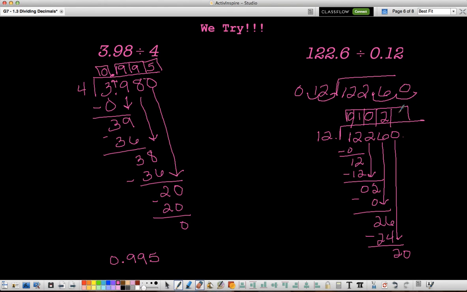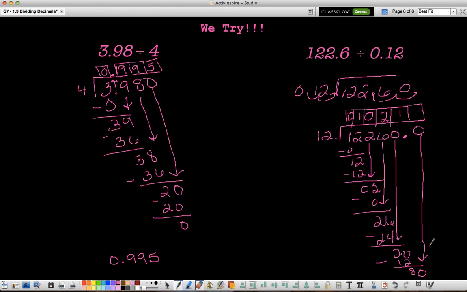12 goes into 20 once. Minus 12 is 8. Well, now here's the thing. I have to add a decimal now because I have 8 left over, so I have to add a decimal and add a 0. So now I have to bring that 0 down. Okay, remember, I don't go 12 into 0 right away. I have to do the bring down part, which I hadn't done yet. And 12 goes into 80.